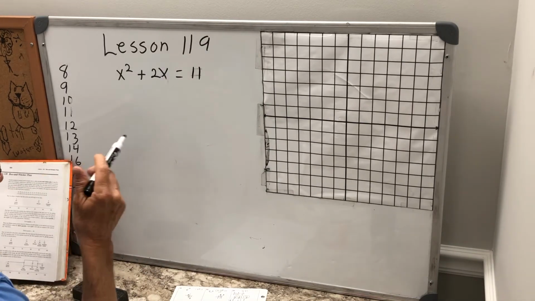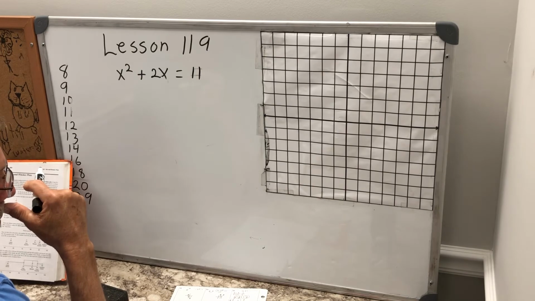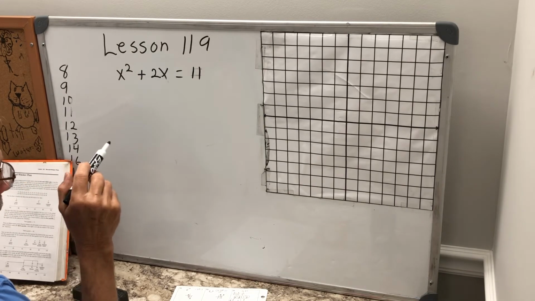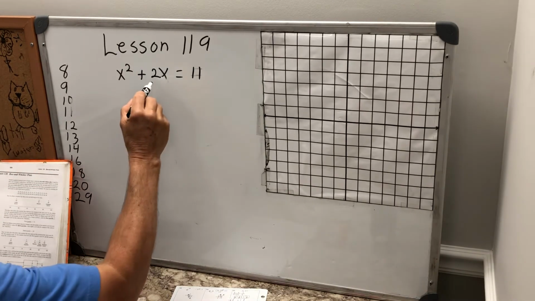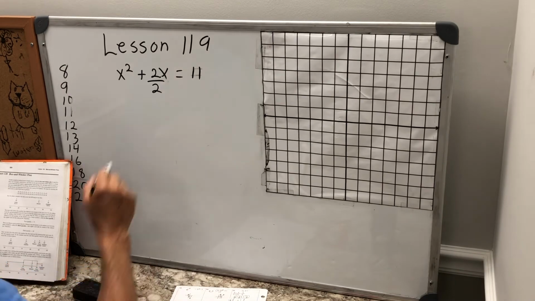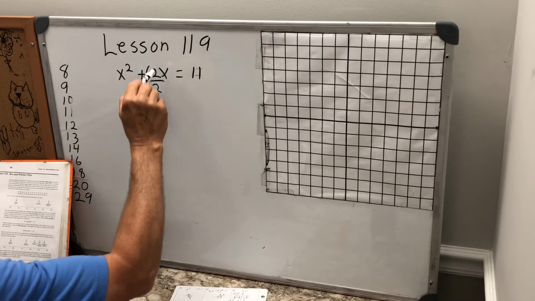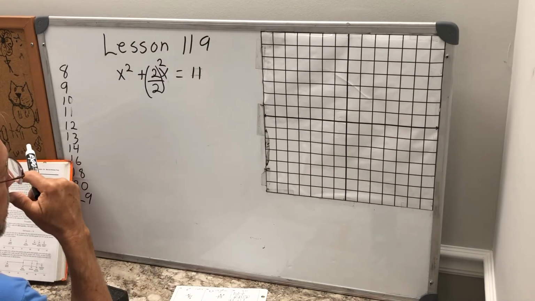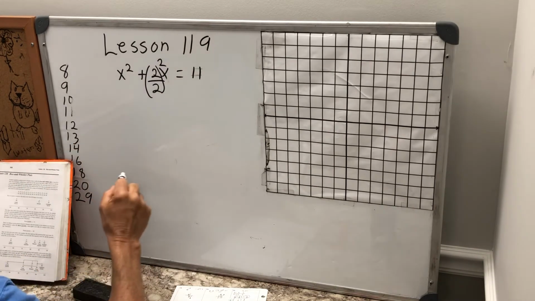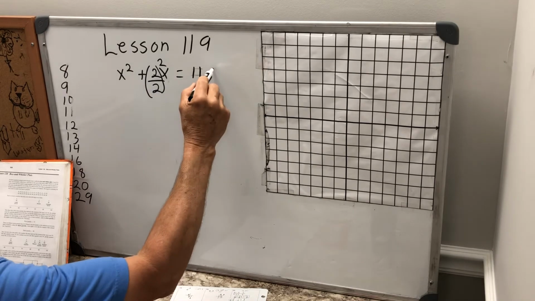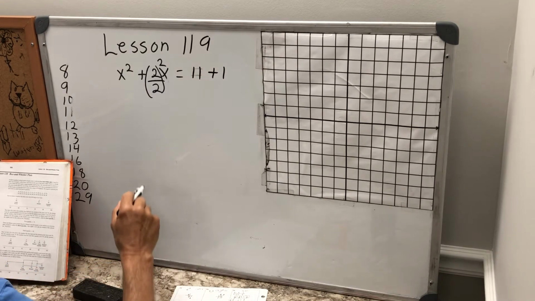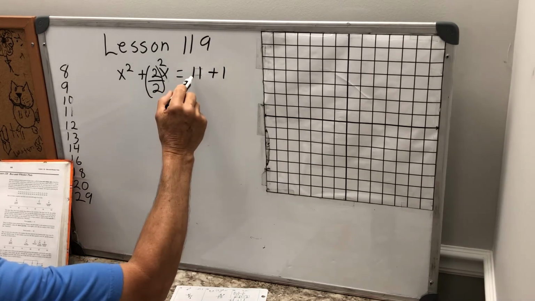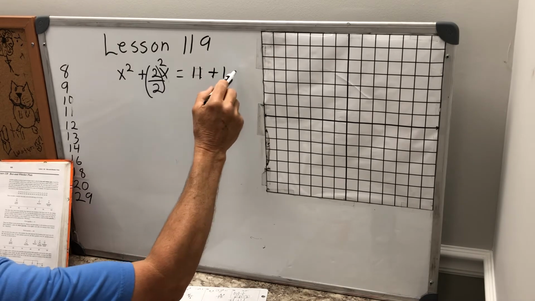Keep that in mind. All this algebra, all the way through this whole textbook, we memorize the steps. This step is number 1. 2 under there, 2 divided by 2, and we square it. So 2 divided by 2 is a positive 1. Positive 1 times positive 1 is still a 1. So we add this to this side. And 11 plus 1 is 12.